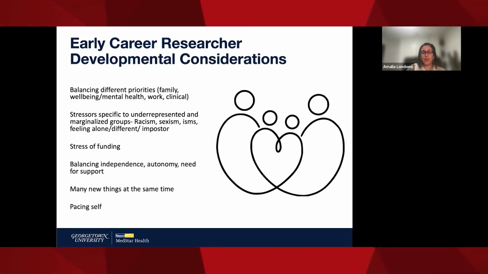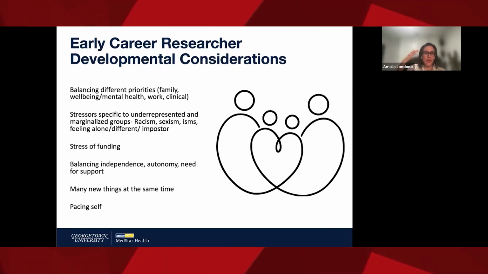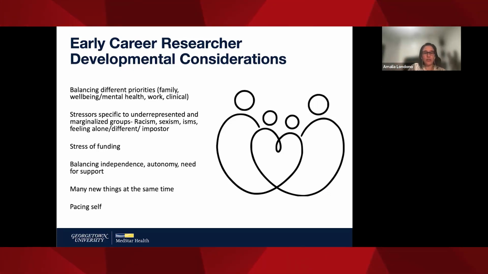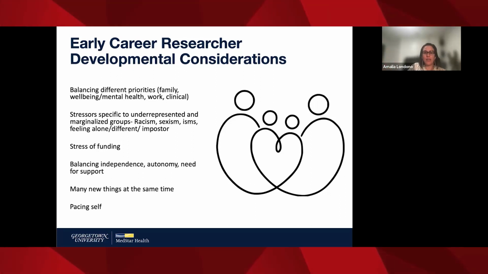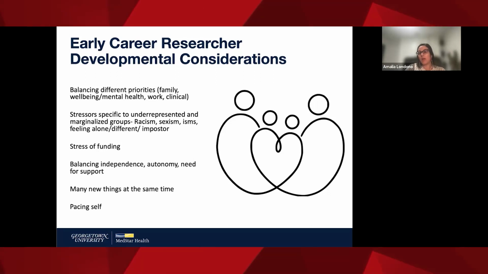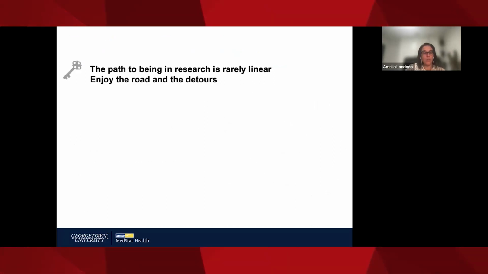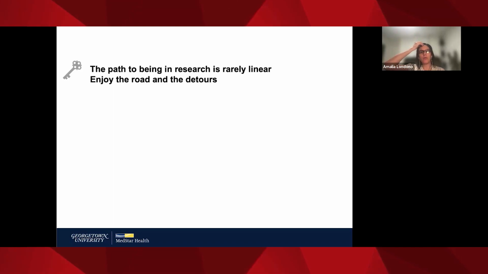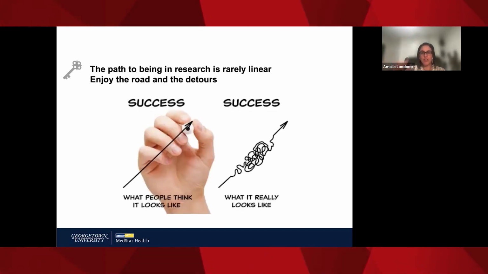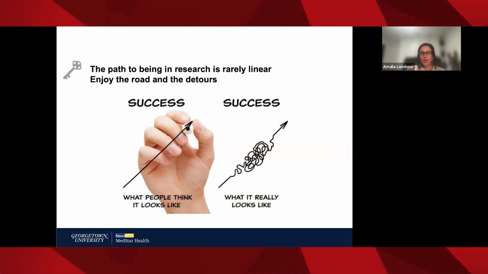And then I put these considerations as I'm doing this. I was telling you how I'm trying to balance all these things, trying to understand the different stressors, experiencing different stressors, and trying to figure out how to navigate racism, sexism, feeling alone, feeling like an imposter still, trying to figure out funding, balancing independence and the need for support, and then pacing myself as I do this work. And as I finish my journey, I put a couple of things. The path of being in research is rarely linear. Enjoy the road and the detours, because it really looks very much like this.